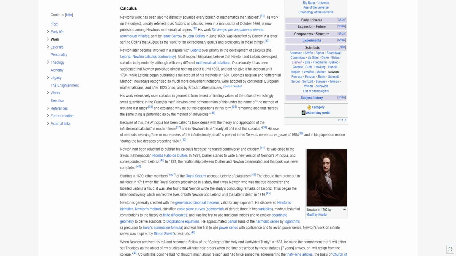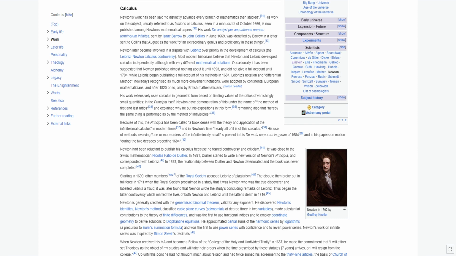Because of this, the Principia has been called a book dense with the theory and application of the infinitesimal calculus in modern times, and in Newton's time nearly all of it is of this calculus. His use of methods involving one or more orders of the infinitesimally small is present in his De Motu Corporum in Gyrum of 1684, and in his papers on motion during the 2 decades preceding 1684.